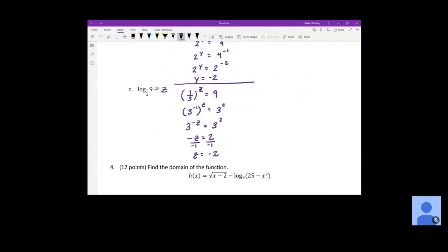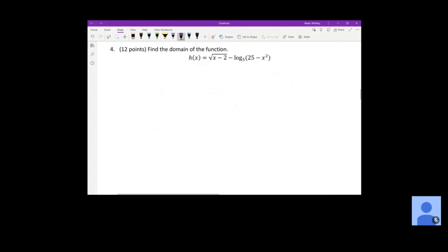All right, number 4. So number 4, we're just looking for domain, right? So this is where we have to start thinking about restrictions on the x values. So if we look at this one, I'm just going to start with the square root piece here. So what restrictions would I have on the square root? Okay, good. So we know everything inside the square root has to be greater than or equal to 0, right? We can't have any negatives in there. I'm going to take everything inside, the x minus 2 has to be greater than or equal to 0.